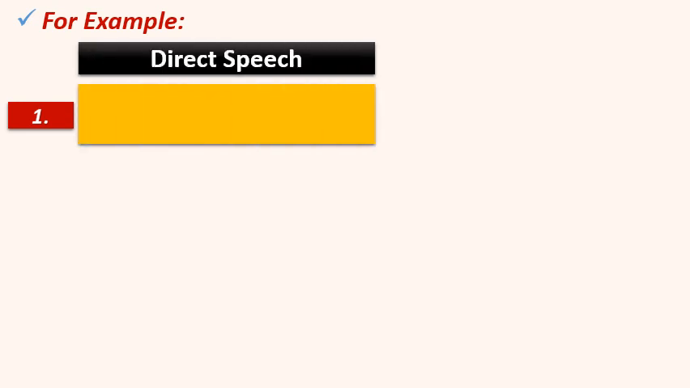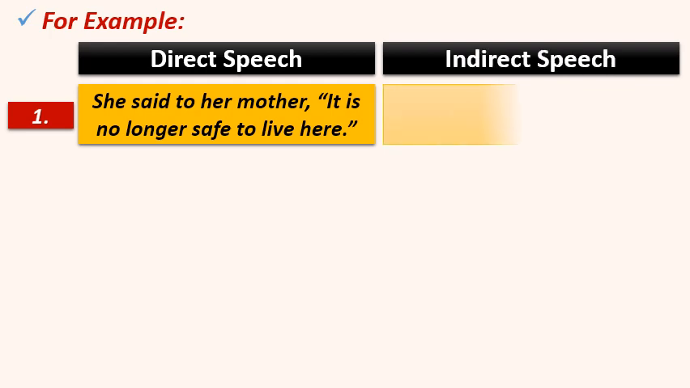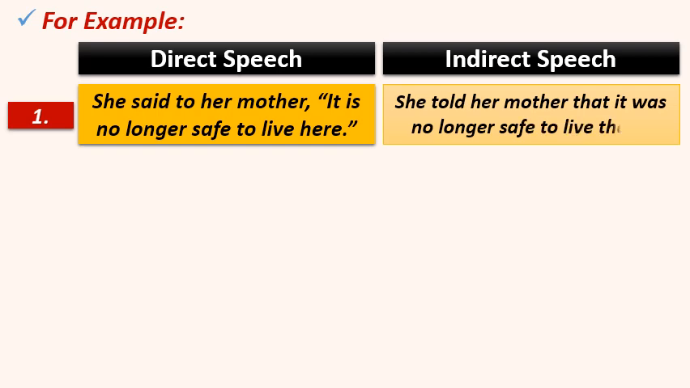So let us see few examples to change assertive sentence from direct into indirect speech. Sentence number 1 is: She said to her mother, "It is no longer safe to live here." So when we will convert the same sentence into indirect speech, the sentence will be: She told her mother that it was no longer safe to live there.